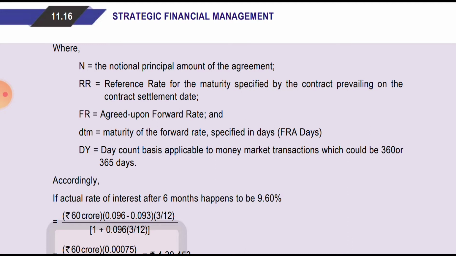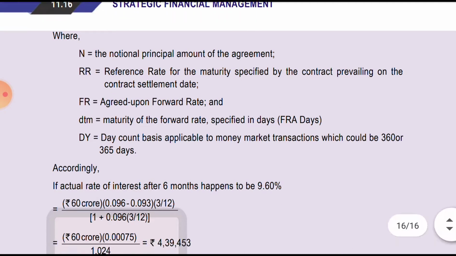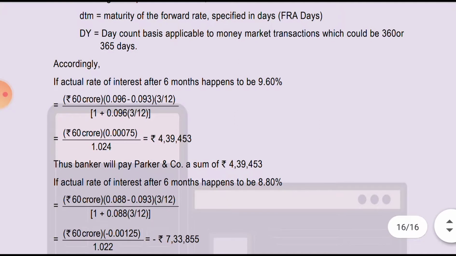And DY is basically for 12 months, or if we take the base in days, then 360 or 365 days; it is basically a time period calculation accordingly. So in the first case, if the actual interest rate turns out to be 9.6, what will be the settlement amount?